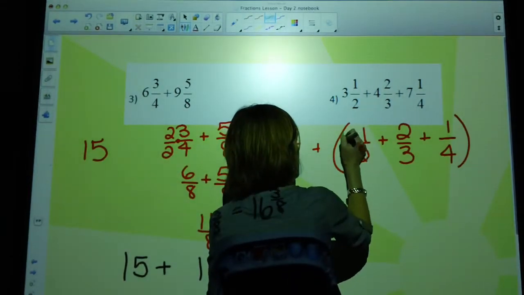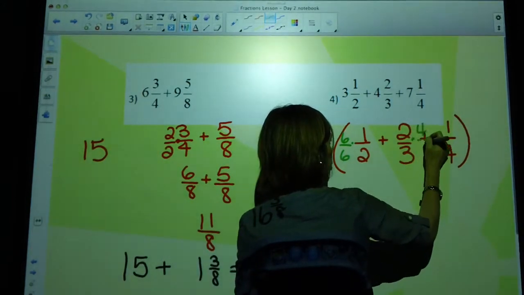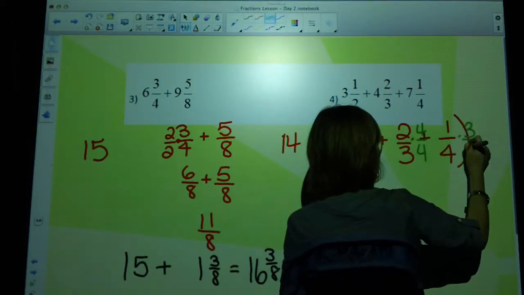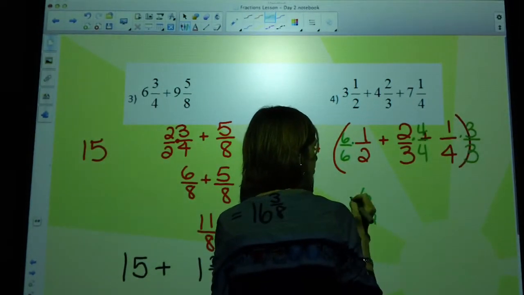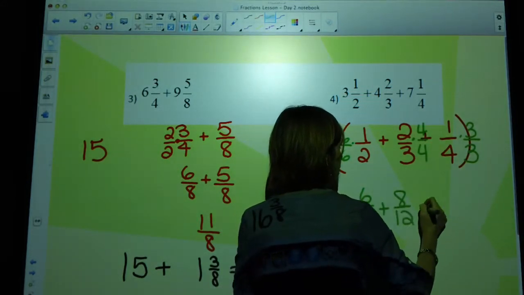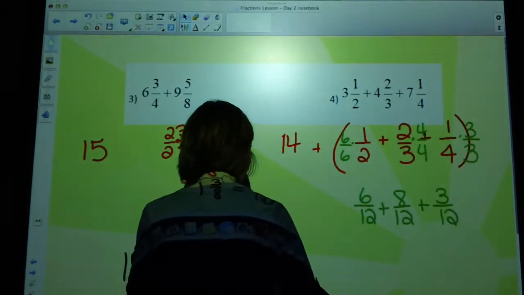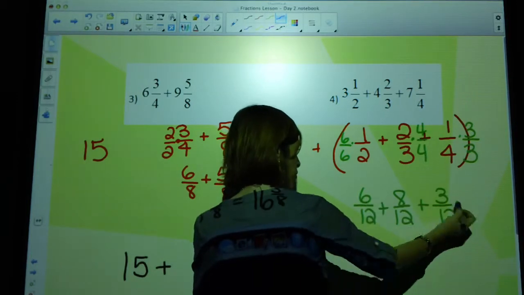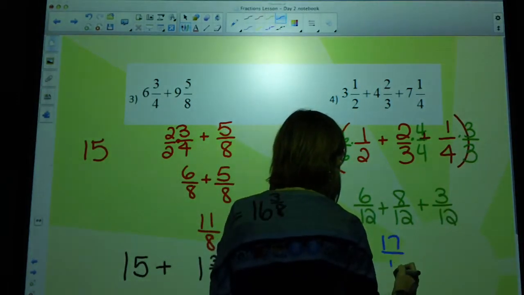So I'd be multiplying 1/2 by 6 over 6, I'd be multiplying 2/3 by 4 over 4, and I'd multiply 1/4 by 3 over 3. And I'm going to get 6 over 12 plus 8 over 12 plus 3 over 12. Then I add the numerators, keep the denominator, so 6 plus 8 plus 3 gives me 17 over 12.